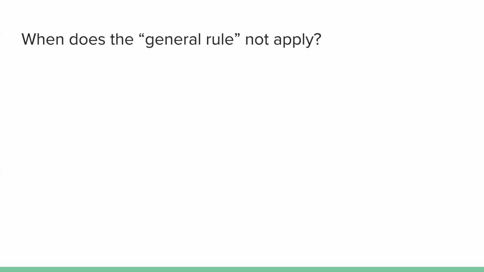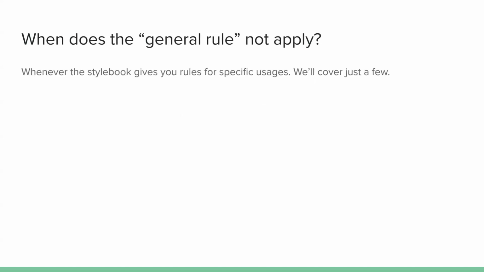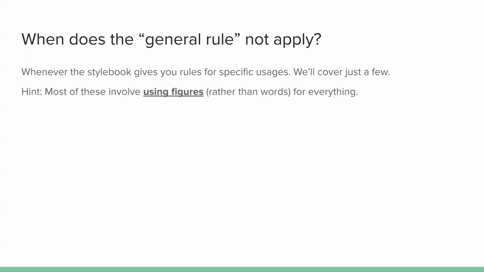Okay, so this is when it gets tricky. When does the general rule not apply? If there is a style book rule that gives you rules for specific usages, that's when you've got to do something different. So there's a bunch of them. In this video, I'm just going to cover some of the most basic, some of the most common ones, okay? As a general thing, these exceptions almost always involve a rule that says use figures for everything, okay? I think you'll see what I mean.